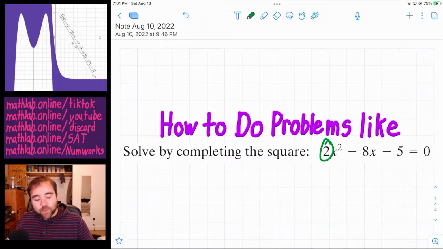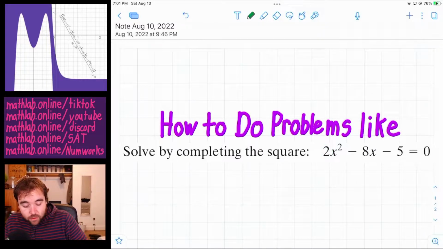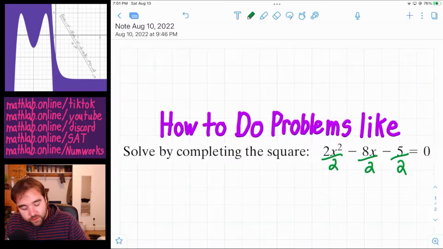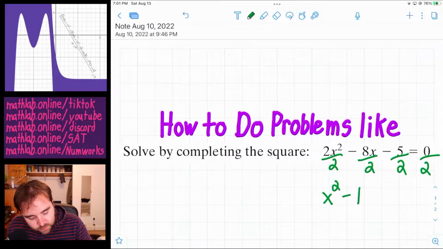But that's fine. The way we deal with that is we can just divide everything by that number. We can just divide everything by 2. And then it's no problem. So then we have x squared. Of course, this is also divided by 2. But 0 divided by 2 is 0, luckily.